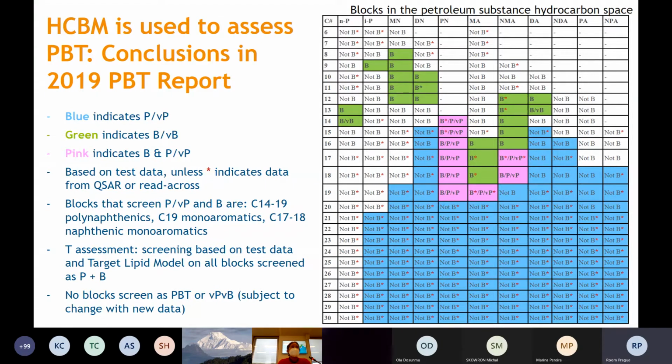So those blocks that screen persistent and bioaccumulative are the C14 to 19 polynaphthenics, the C19 monoaromatics, and the C17 to 18 naphthenic monoaromatics. So then these blocks were the focus of a toxicity assessment. So based on test data again, and on the target lipid model, these blocks were assessed and none of them came out as T. So we have no blocks in the 2019 PBT report that screened as PBT or vPvB. And obviously this is subject to change with new data.